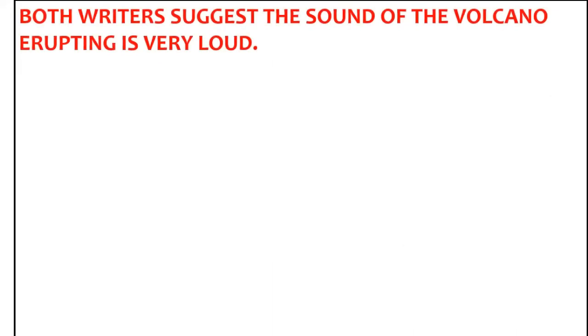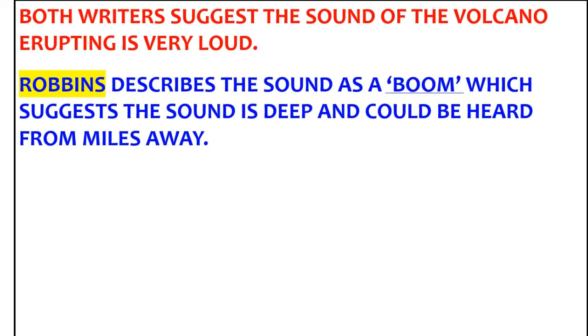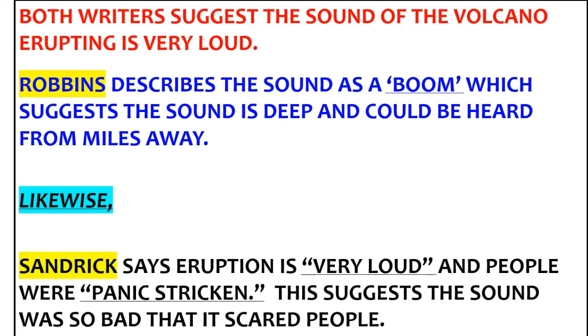You start with: both writers suggest the sound of the volcano erupting was very loud. Remember, the question is about the volcanoes erupting. I'm not talking about any other sound. In one of the extracts, for example, it talks about the baby crying. We're not talking about that. We're talking about the volcanoes erupting. So my PE: both writers suggest the sound of the volcano erupting is very loud. Robbins described the sound as a boom, which suggests the sound is deep and can be heard from miles away. Likewise, I'm using my adverbial or comparing word, Sandrick says the eruption is very loud and people were panic-stricken. This suggests the sound was so bad that it scared people.